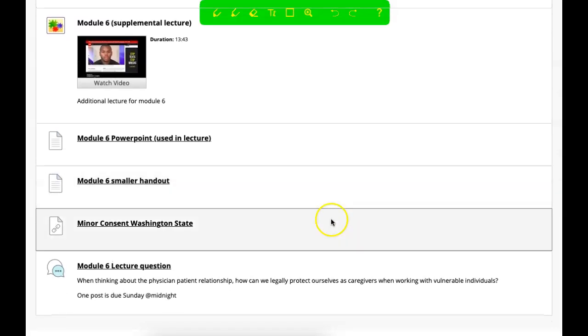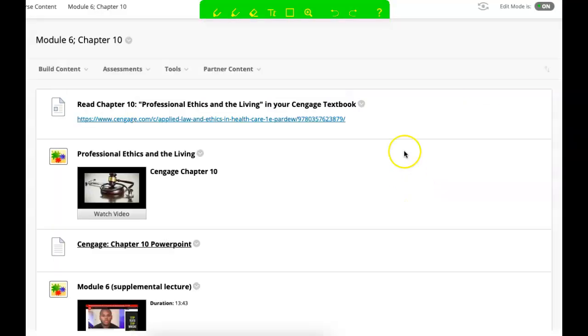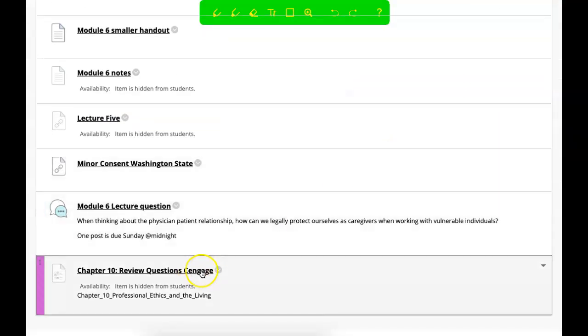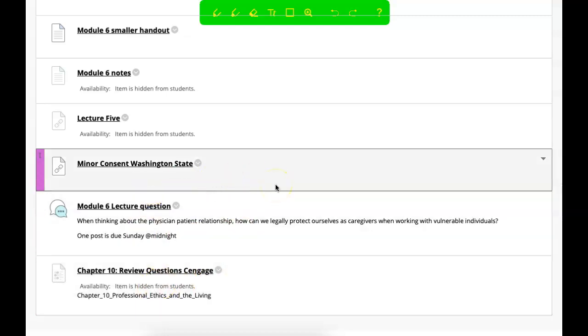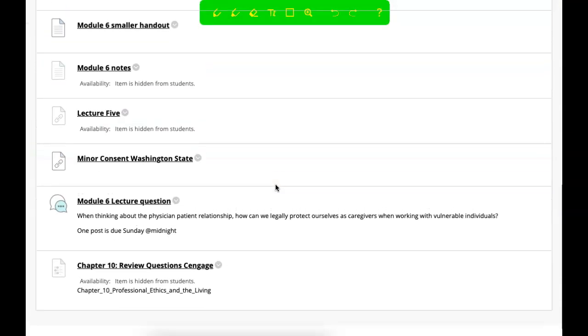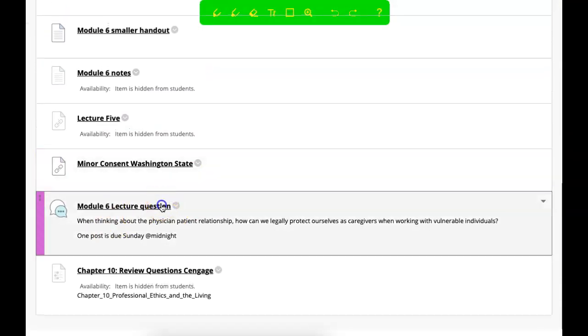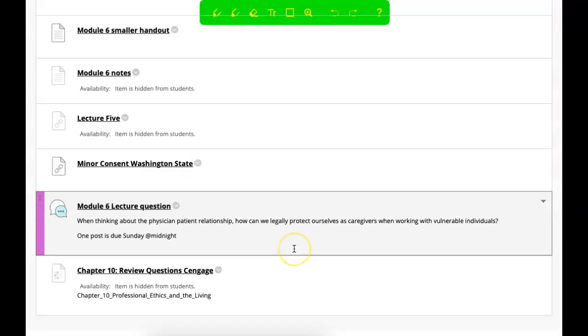All right. One thing that we do have to do this week is our all-important Chapter 10 review questions. I'll open these here in a minute. And then we're now starting a discussion board post, a Module 6 lecture question, as I call it, because we're on Module 6. It's our lecture question. You just have to answer this question in a thread here. Very easy. It only needs to be around 150 words in total. If you want to put in more, that's totally fine.